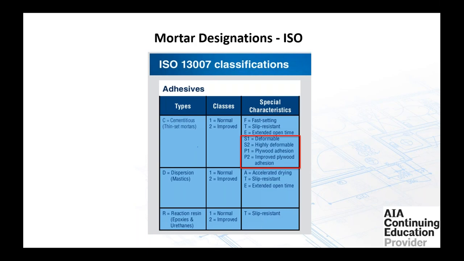Reaction resins are epoxies and urethanes. So you've got an R1 for normal, R2 for improved, and the T designation for slip resistance.